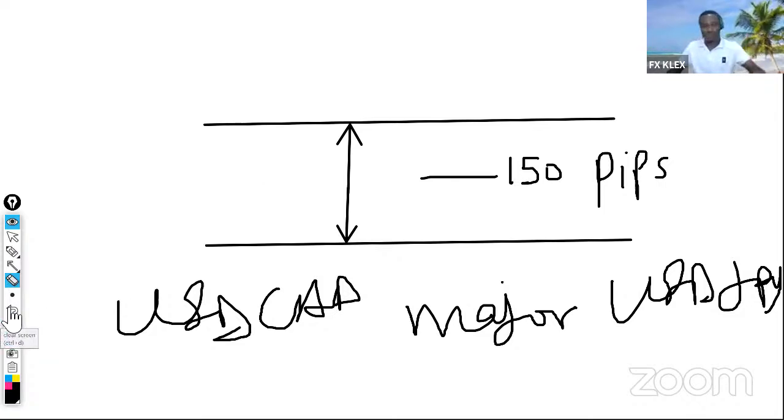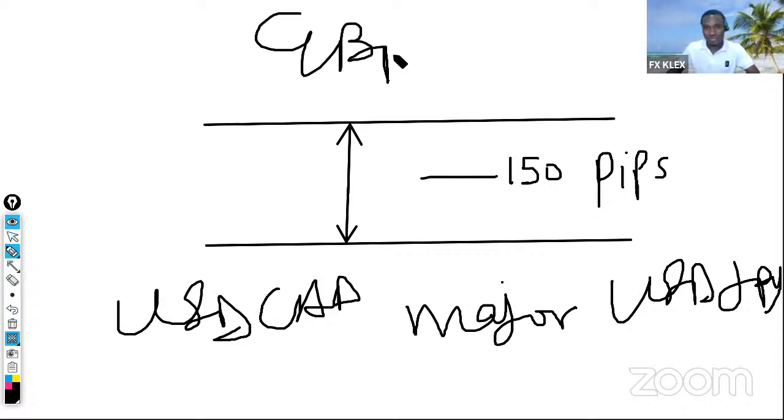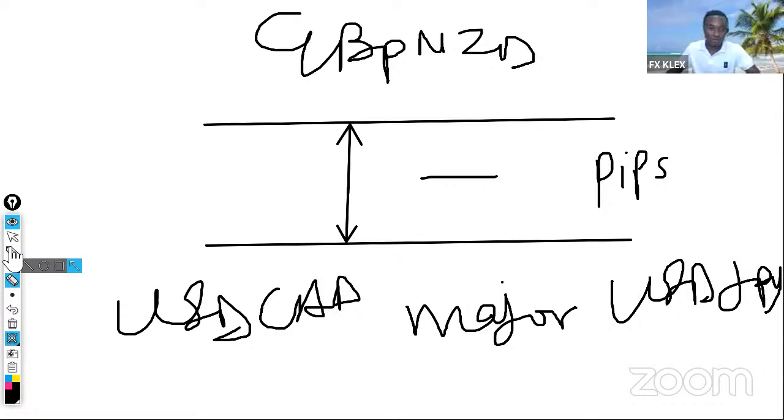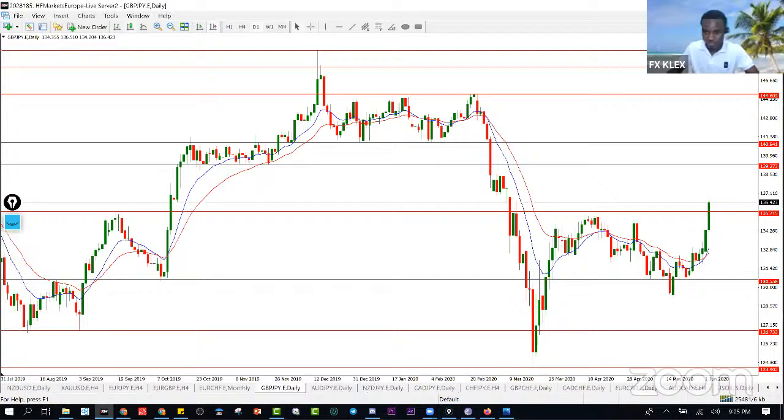For the next example, I have the British pound sterling against the New Zealand dollar. We all know the spread on this pair is very wide, very high. So on the British pound sterling against the New Zealand dollar, you can make sure the distance of pips you are going to cover is at least 200 pips. I'm going to show you an example of what I mean on my trading chart.